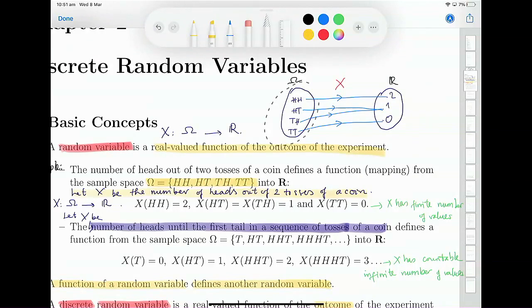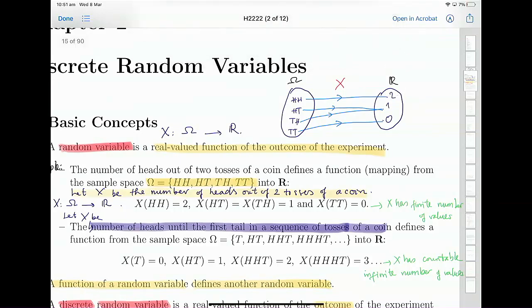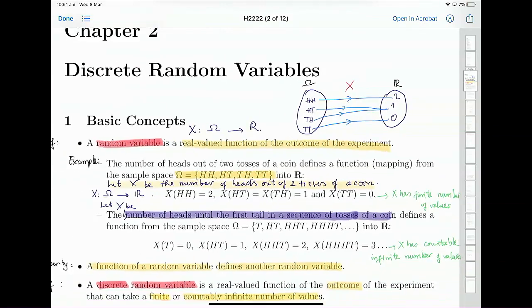This is the sample space, and this is the range of X. So X is the mapping from the sample space into R. And actually, X needs to satisfy the condition that it should be a measurable function. But in this course, we just ignore that. Just remember that X cannot be any function. It has some condition for it. But in this course, we don't consider it.